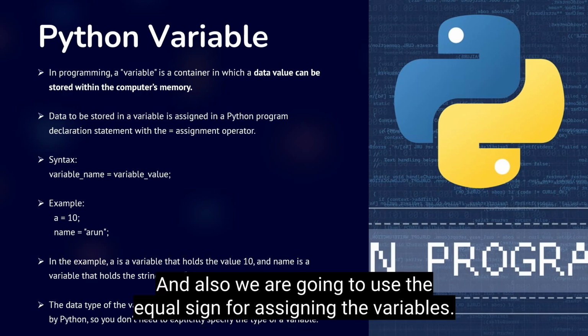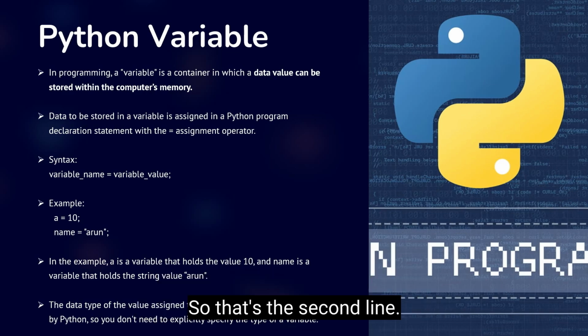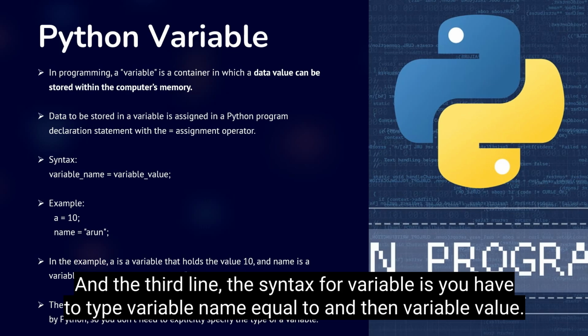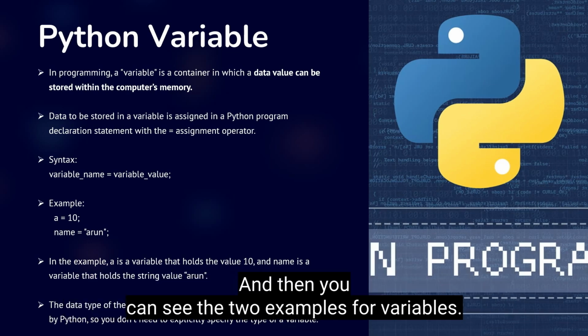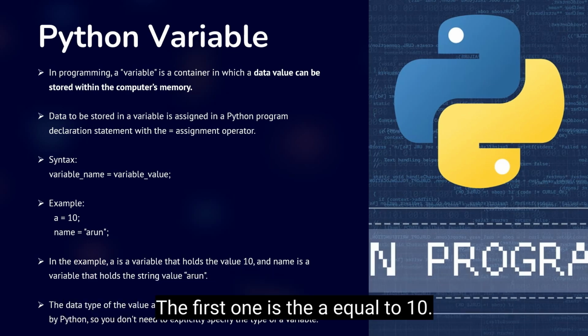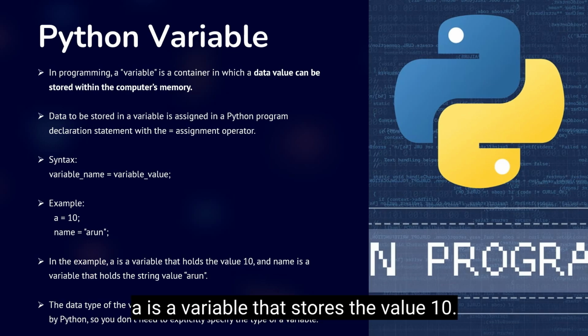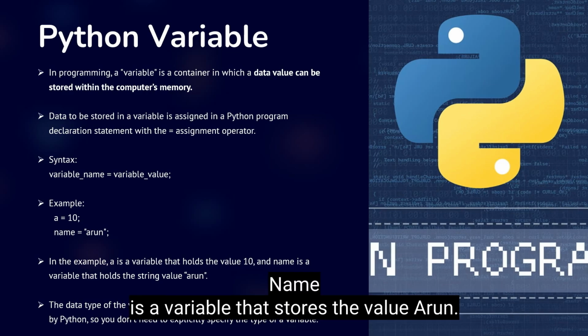And also we are going to use the equal sign for assigning the variables. So that's the second line. And the third line, the syntax for a variable is you have to type variable name equal to variable value. And then you can see the two examples for variables. The first one is a equal to 10. a is a variable that stores the value 10. And the second one, name equal to Arun. name is a variable that stores the value Arun.